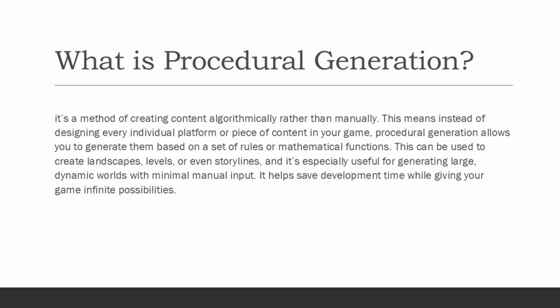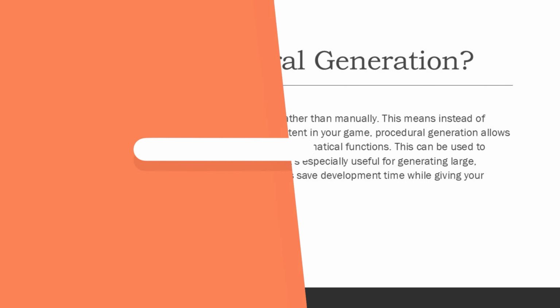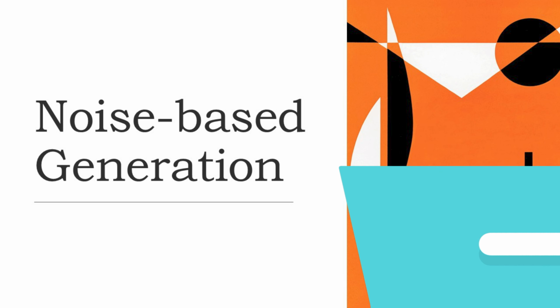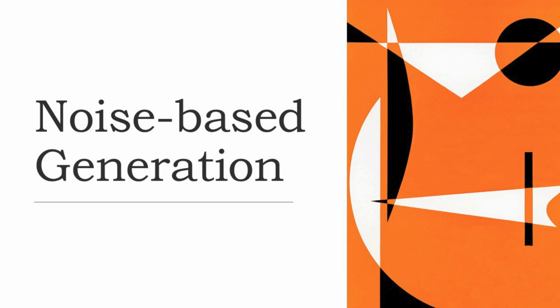There are several types of procedural generation, including random generation, the most basic form of procedural generation, where elements like platform positions or obstacles are placed randomly within a defined space. It's fast, but can feel repetitive without additional logic. Noise-based generation: this type uses mathematical noise functions like Perlin noise to create more organic, smooth variations in content, such as terrain or platform heights. This is perfect for creating levels that feel more natural and less predictable.